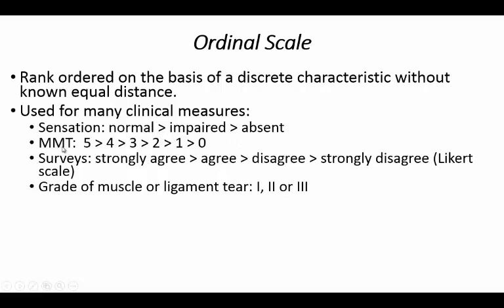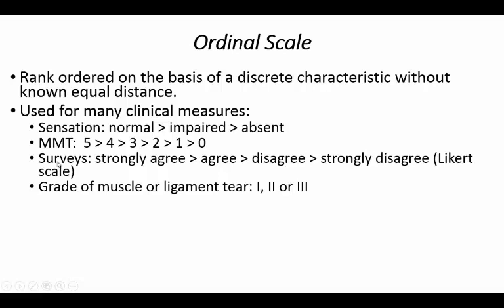Manual muscle test is another scale that has an order. A person with quadriceps strength of 5 is stronger than a person with quadriceps strength of 4, and 4 is more than 3, 3 is more than 2, 2 is more than 1, and 0 would be that the quadriceps is totally paralyzed. So this is another scale that has 5 points, and again it is rank ordered, going down to 0.